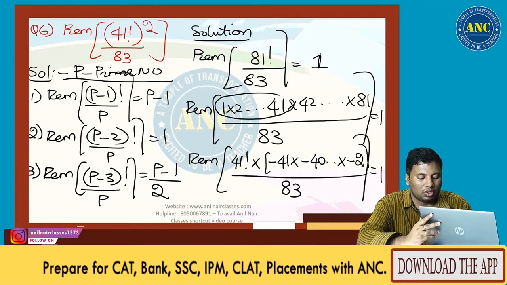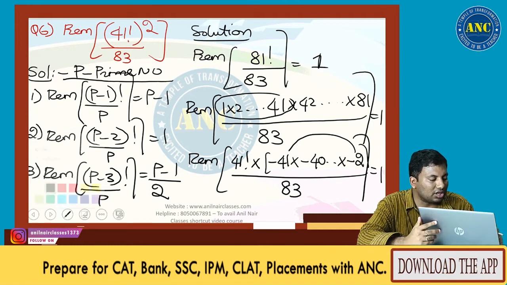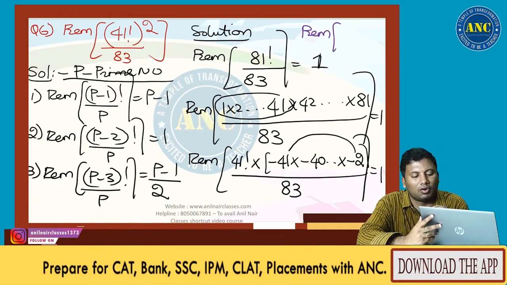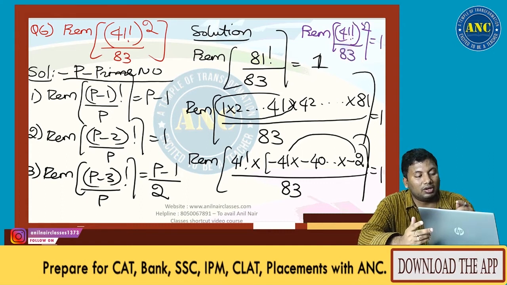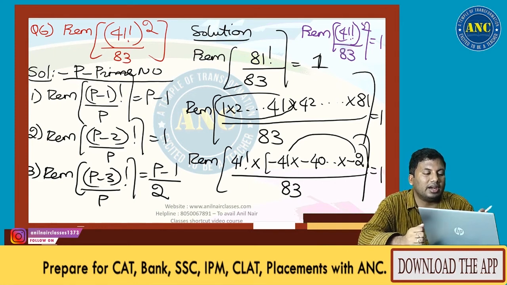It is 1 into 2 to 41. Total 40 negatives are there. 40 negatives, if I multiply, I will get positive. So the answer for this question is nothing but 41 factorial whole square divided by 83 is always 1. I wanted to tell you the answer for this kind of question is not always 1. There is a slight twist in this question. Right? 41 whole square divided by 83.